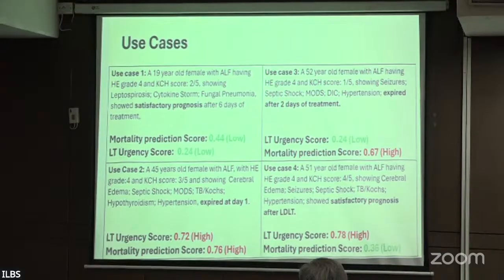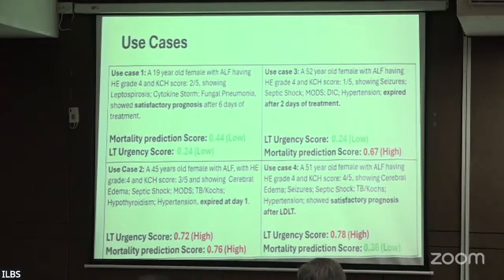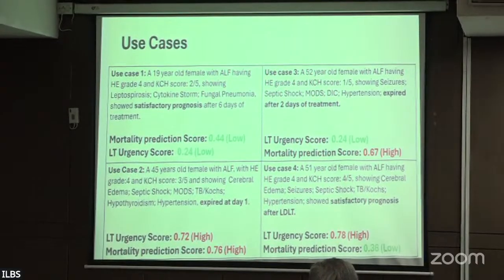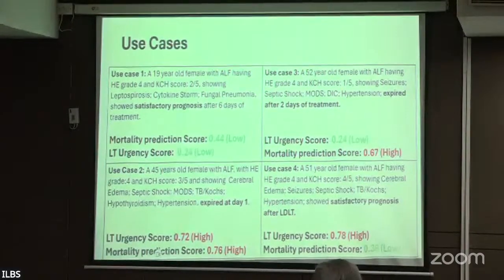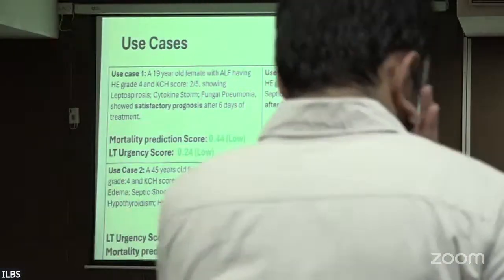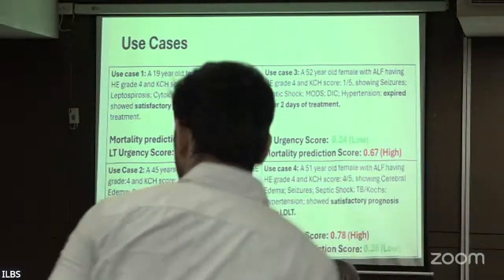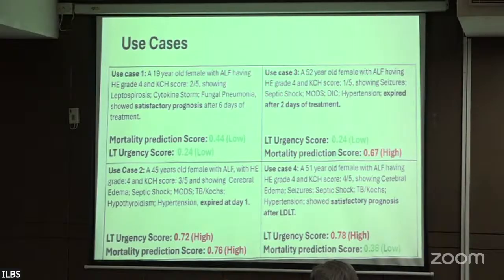Then it is not only the KCH score, ma'am, because when the KCH score is high, the LT urgency may still be low because of the other clinical parameters. So it is not always true. It is a kind of supportive system to take a call actually, when there are multiple parameters.